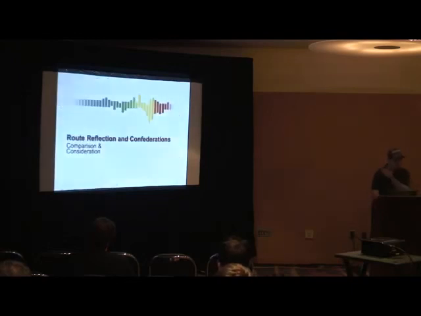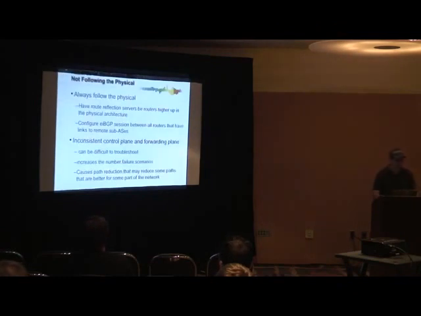So some comparisons between route reflection and confeds. Always follow the physical. I alluded to this earlier. If you have route reflection servers, make sure that they're higher up in the physical architecture. And if you're doing confeds, make sure you configure eIBGP sessions between all the routers that have links to remote sub-ASs. If you have an inconsistent control plane and forwarding plane, it can be difficult to troubleshoot.